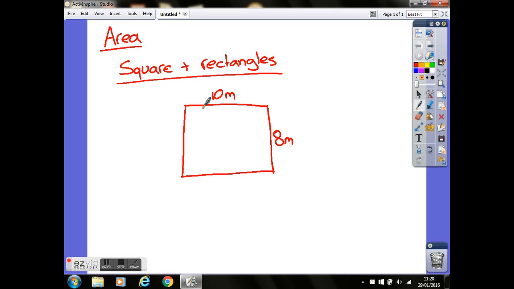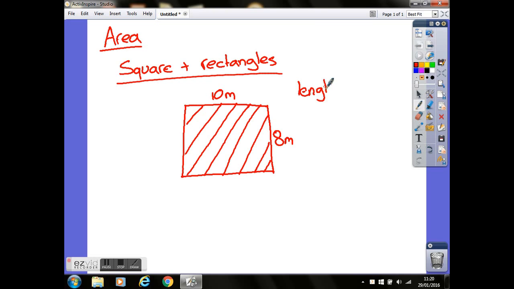So, the area of a shape is all this space on the inside of it. Now, it's almost like trying to find the area of a room if you're putting down new carpet or something like that. So there's a very easy way to calculate the area of a square and rectangle, and that is length times by width.